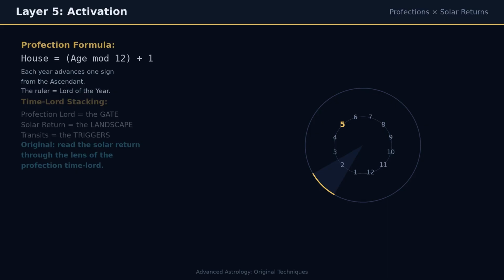The Time Lord is the gate. The solar return is the landscape. Transits are the triggers. This stacking produces a precise forecast for when the chart's genius signature becomes active. The genius signature is the original contribution of this protocol.